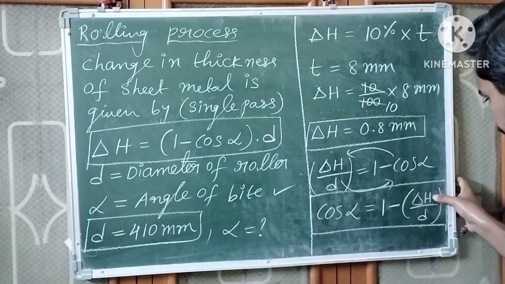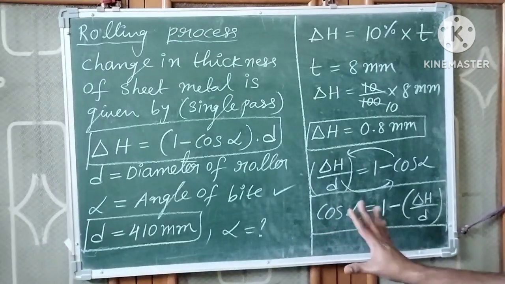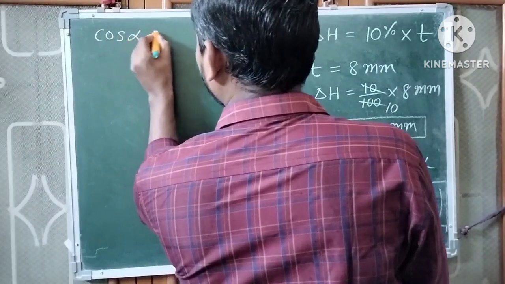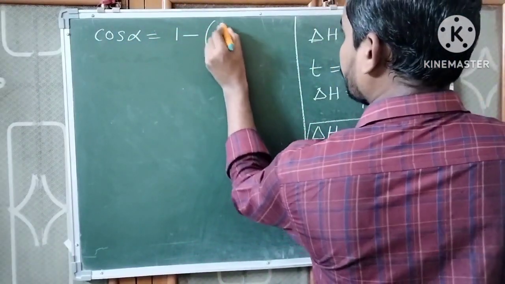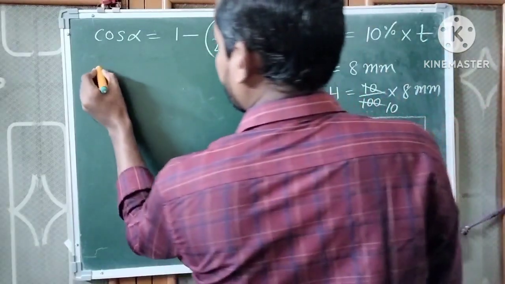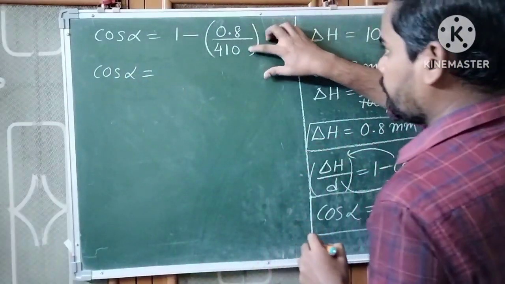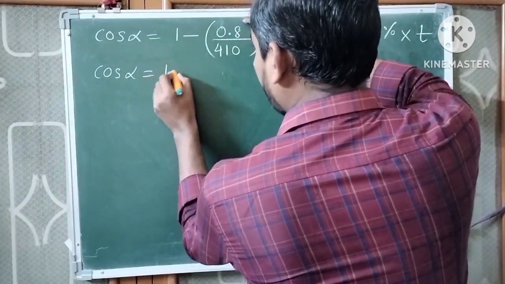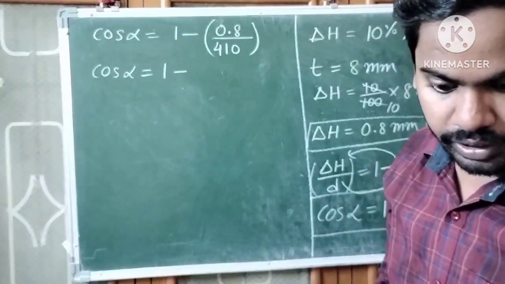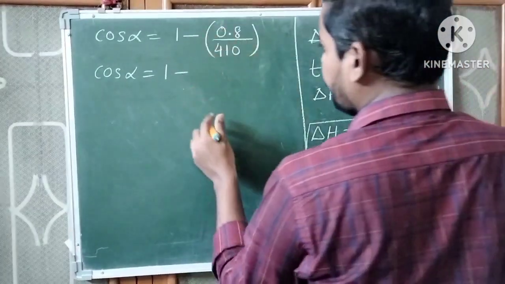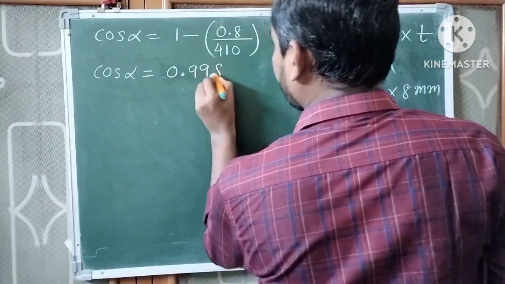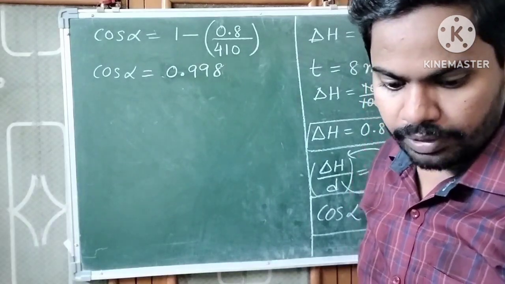Now by plugging in delta H and D, we can find cos alpha. Cos alpha is equal to 1 minus delta H by D. Delta H is 0.8, and the diameter is 410 mm. So cos alpha is equal to 1 minus 0.8 mm by 410 mm. The mm cancel. If you calculate this entire value, you will get approximately 0.998.